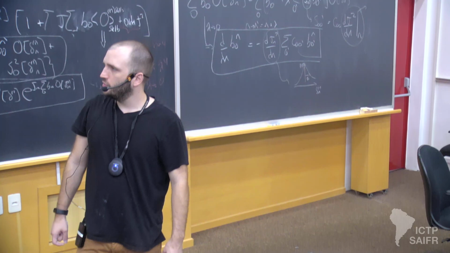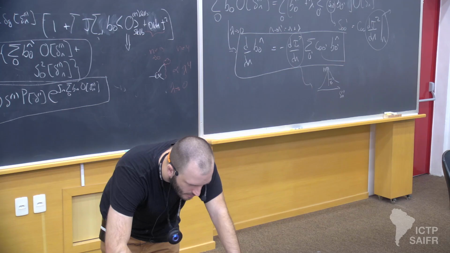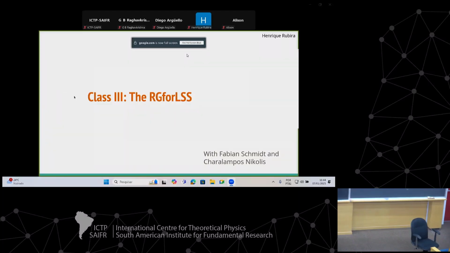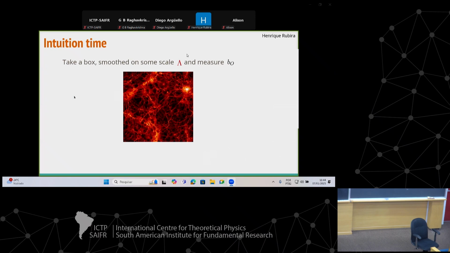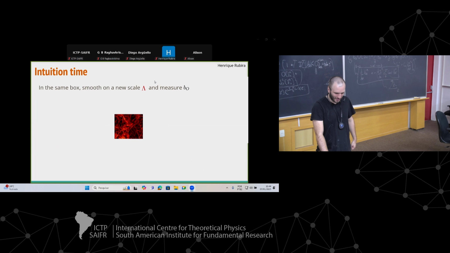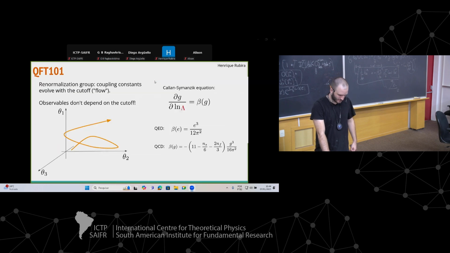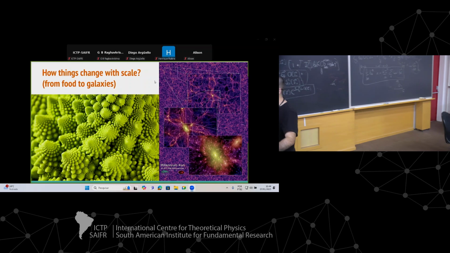So you just take a simulation. I'm going to show some slides. You take a simulation and measure the bias parameters, for instance using n-point functions, and then you move the simulation to a different scale and measure those bias parameters again. It's just the same box getting smaller, as if I'm smoothing, and then it gets smaller and smaller.